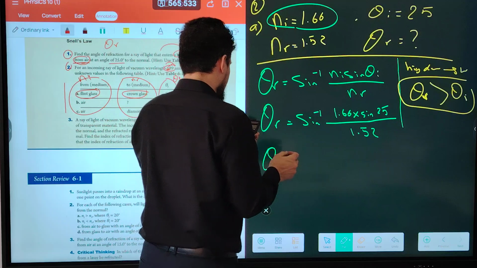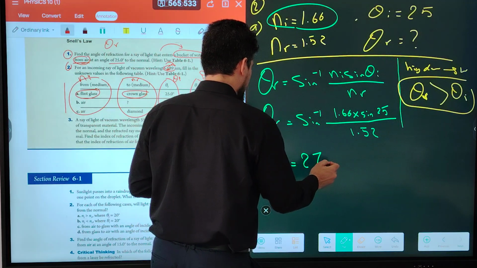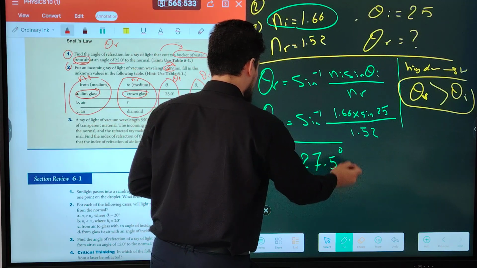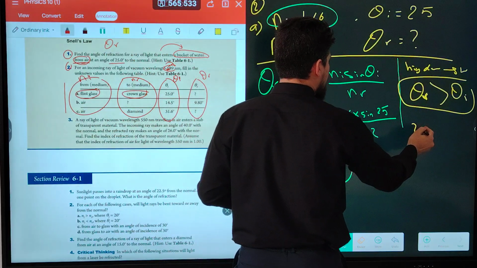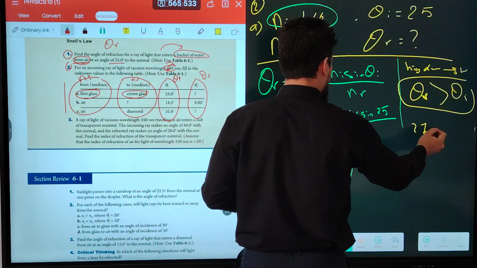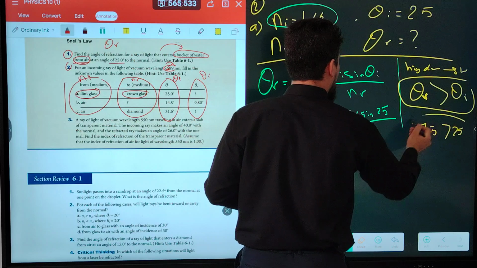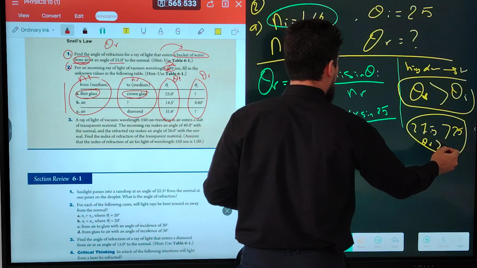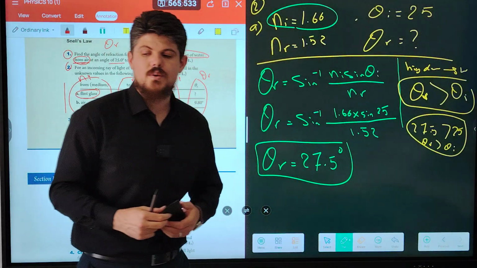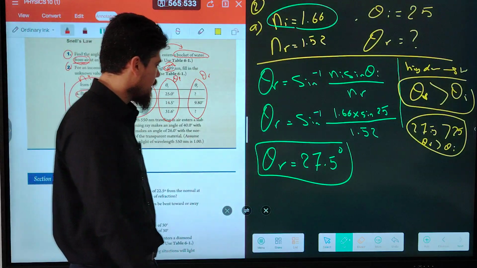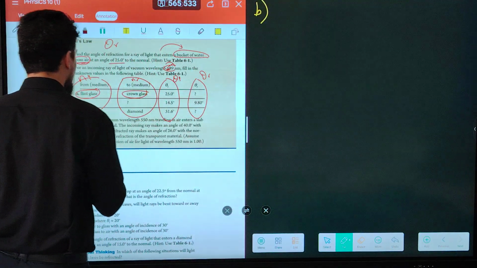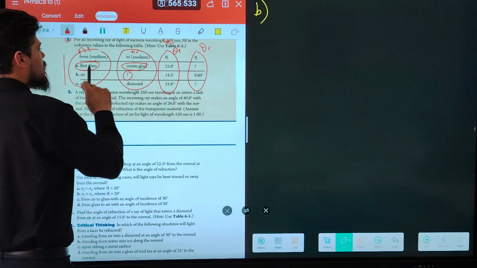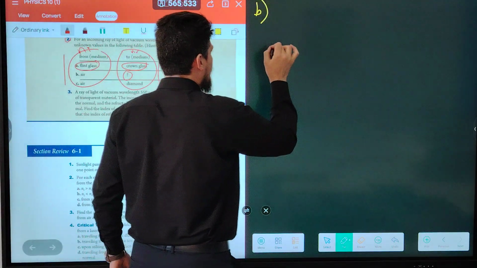I got 27.5. Is theta R bigger than theta I? Yes. 27.5 bigger than 25. Why is theta R bigger than theta I? Because the light travels from high density to low density. This is branch A. Branch B, what is unknown? Index of refraction of the second medium.